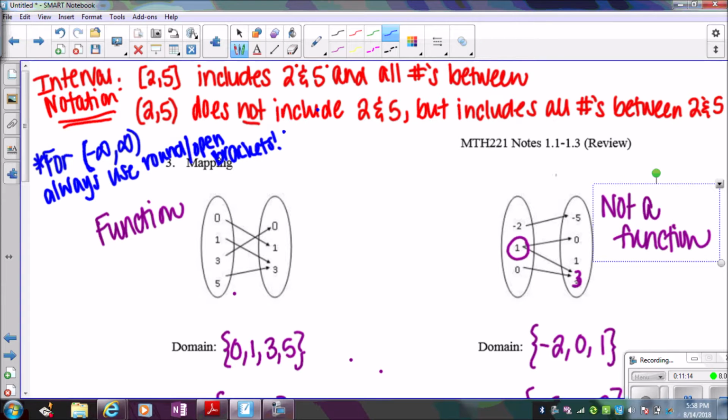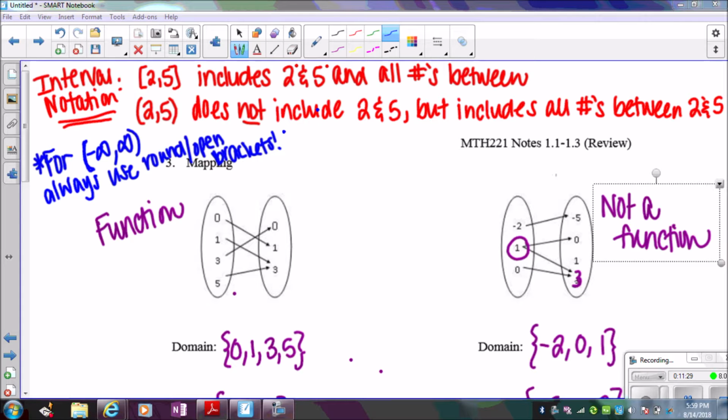So for infinity or the round brackets, we call those round, parentheses, open, meaning you're not including the numbers, versus the other ones are square brackets or closed brackets. That means you include the numbers.